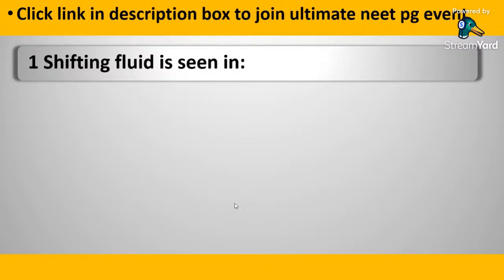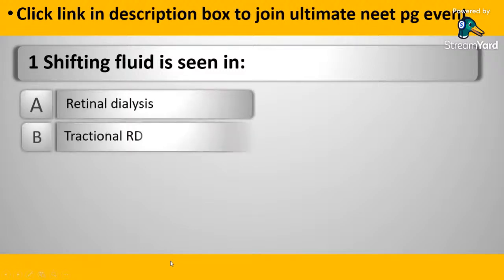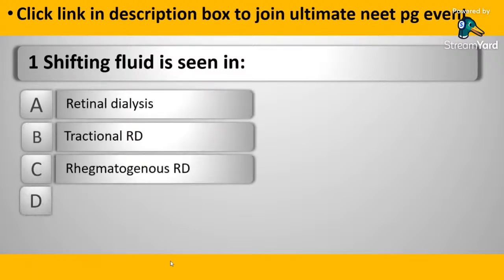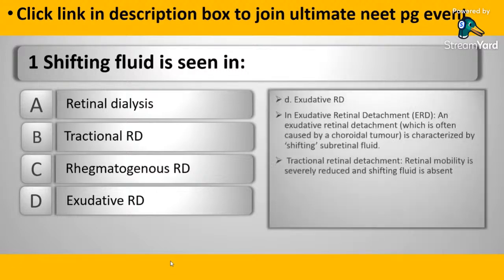Shifting fluid is seen in: A. Retinal dialysis, B. Tractional retinal detachment, C. Rhegmatogenous retinal detachment, D. Exudative retinal detachment. So the correct option here is exudative retinal detachment.